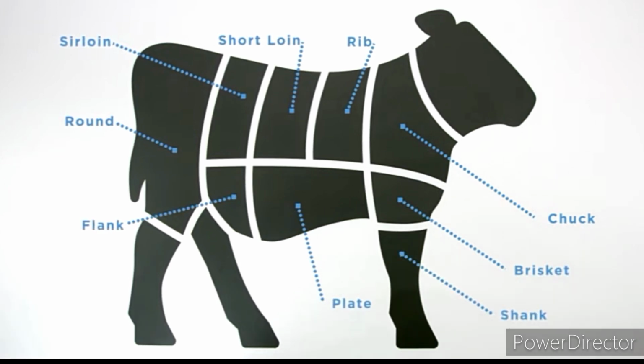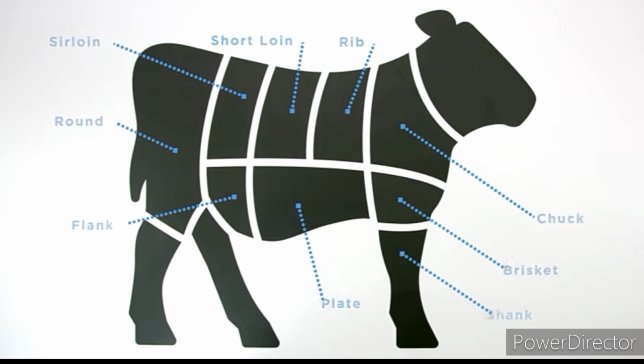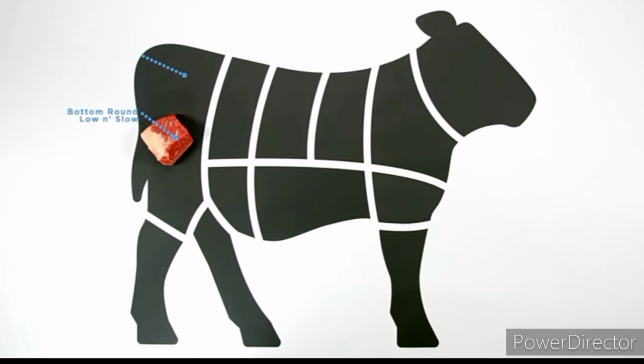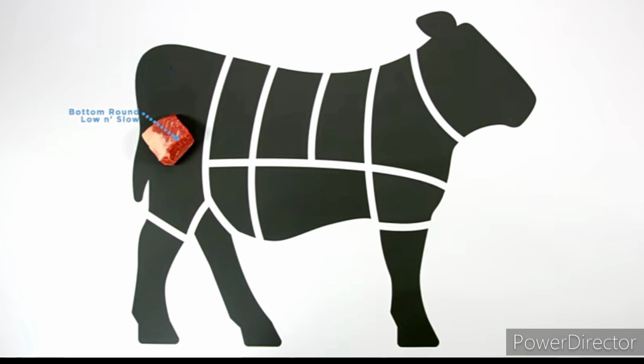Let's take a look at the round. The bottom round roast is a relatively lean cut. It needs low temperature and plenty of time to become tender, or to get soft. And the payoff is this: it has an awesomely concentrated flavor.